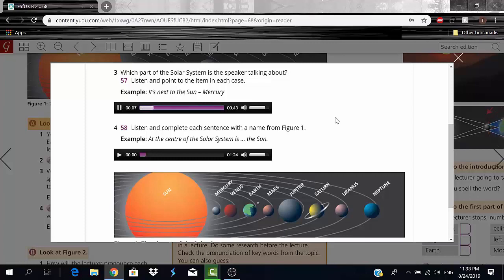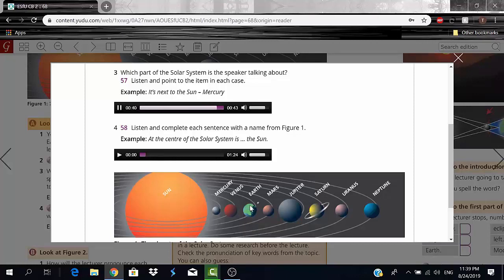57. Listen and point to the item in each case. 1, It's next to the sun. Mercury. 2, It's between Mercury and the Earth. Venus. 3, It's next to Neptune. Uranus. 4, It's between Jupiter and Uranus. Saturn. 5, It's between Mars and Venus. The Earth.